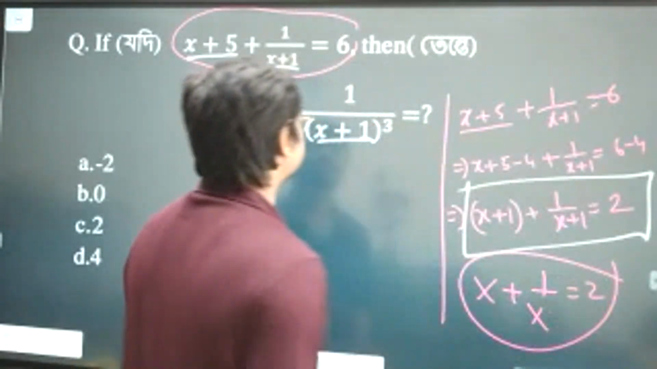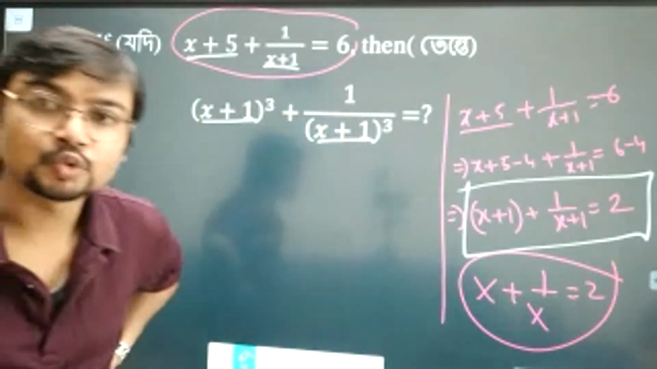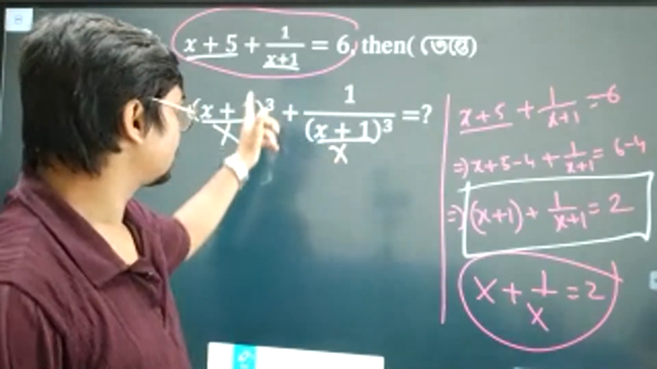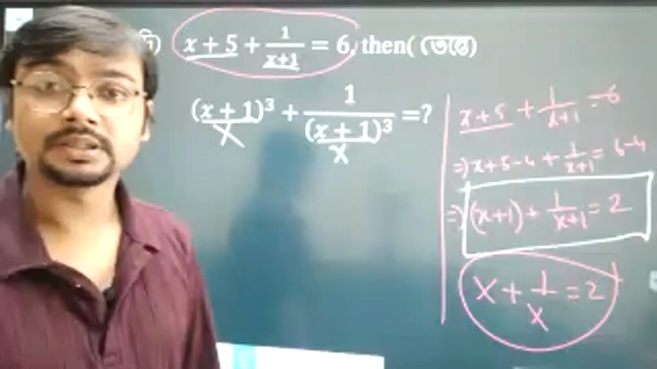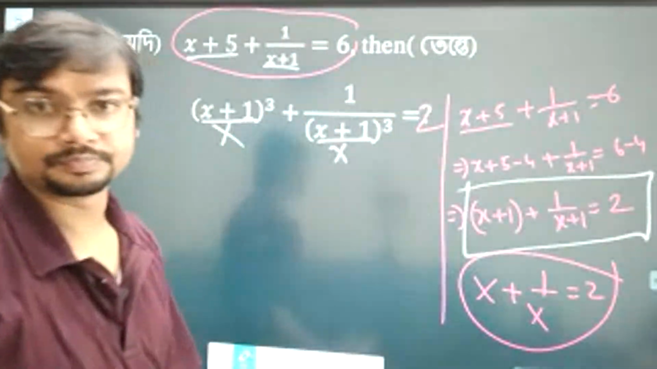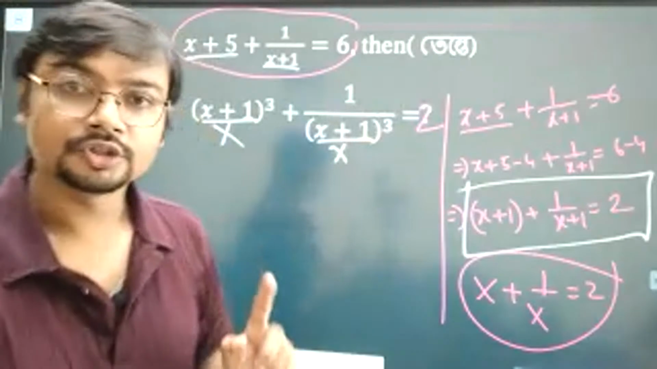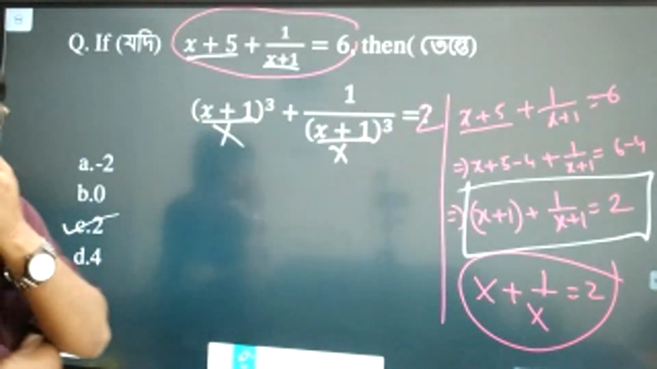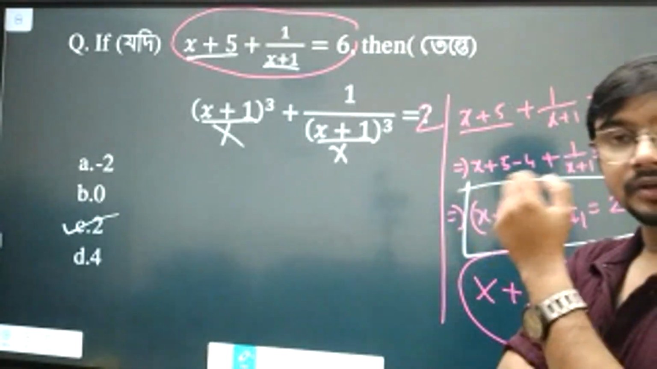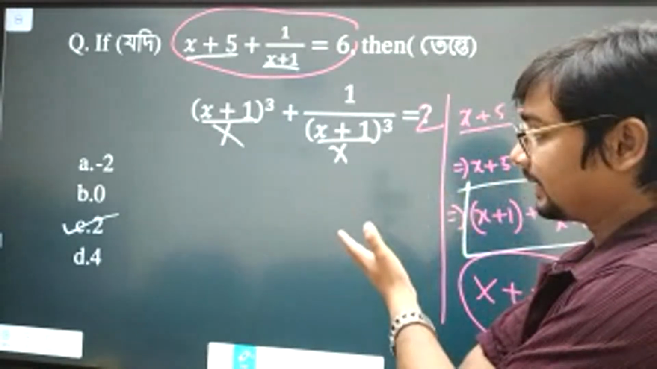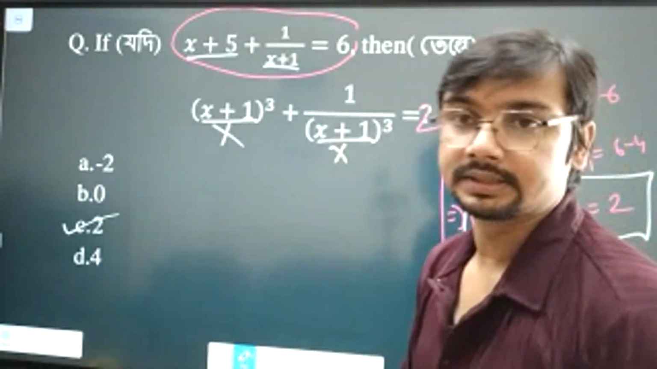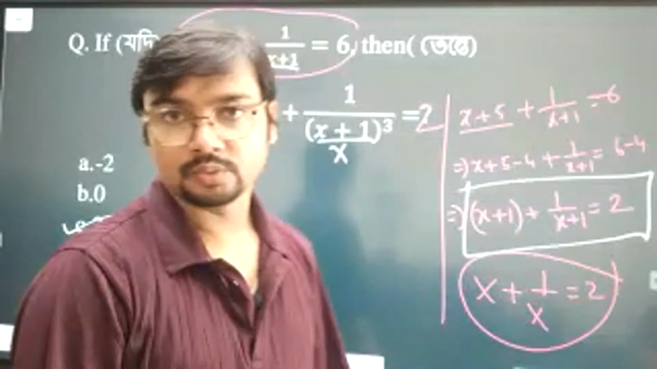So in this format, if x plus 1 upon x is 2, can you say what will be this value? This is x here, this is x. So x cube plus 1 upon x cube will be what? This will be 2, or not? For any power, this will be 2. So this value will be 2. That means the C option will be correct. Is it okay? Do you have any doubt here, guys? No? Yes, this will be 2.